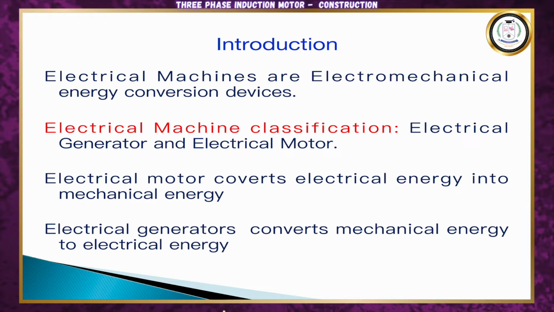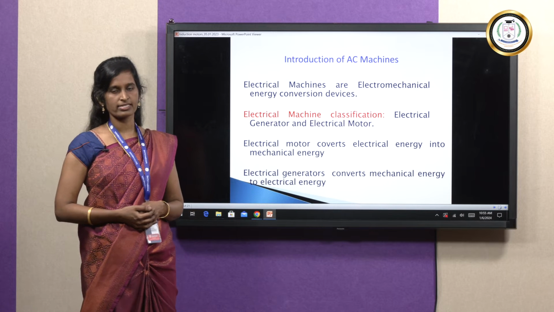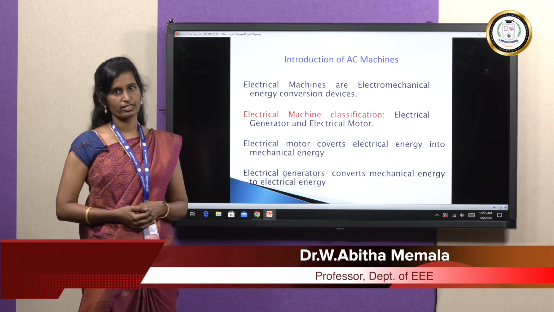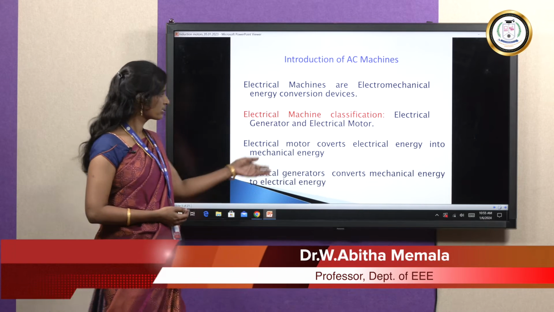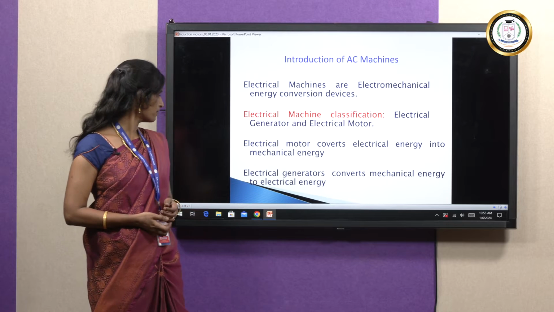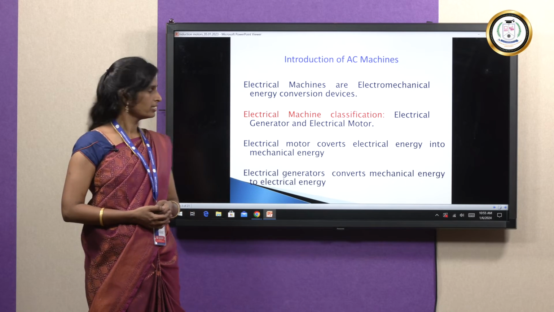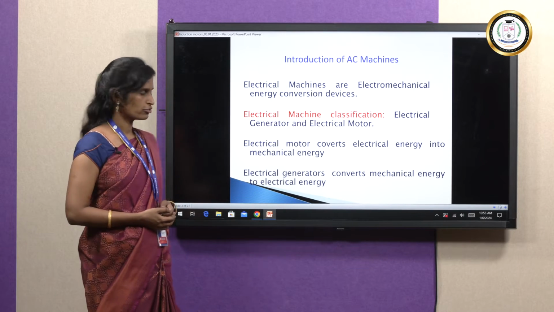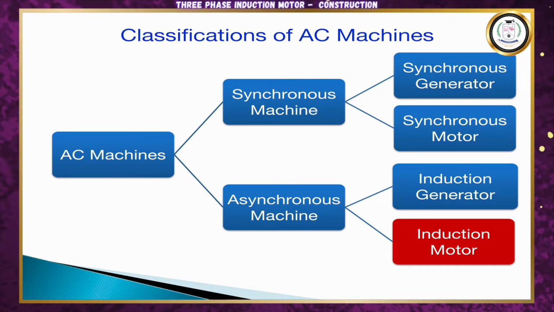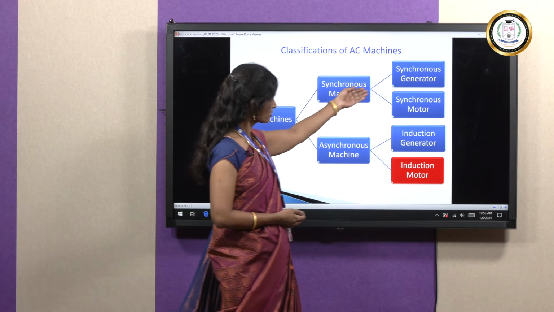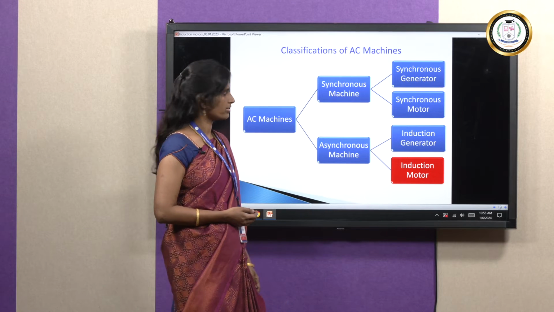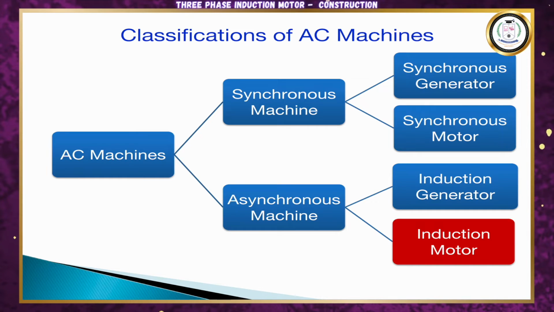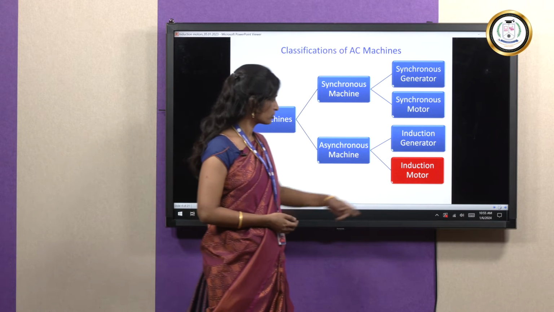Electrical machines are electromechanical energy conversion devices. The electrical machines are classified as electrical generators and electrical motors. Electrical motors convert the electrical energy into mechanical energy. Electrical generators convert the mechanical energy into electrical energy. AC machines are classified as synchronous machines and asynchronous machines. Synchronous machines can be further classified as synchronous generators and synchronous motors. Asynchronous machines are classified as induction generators and induction motors. Our topic for presentation is induction motors.